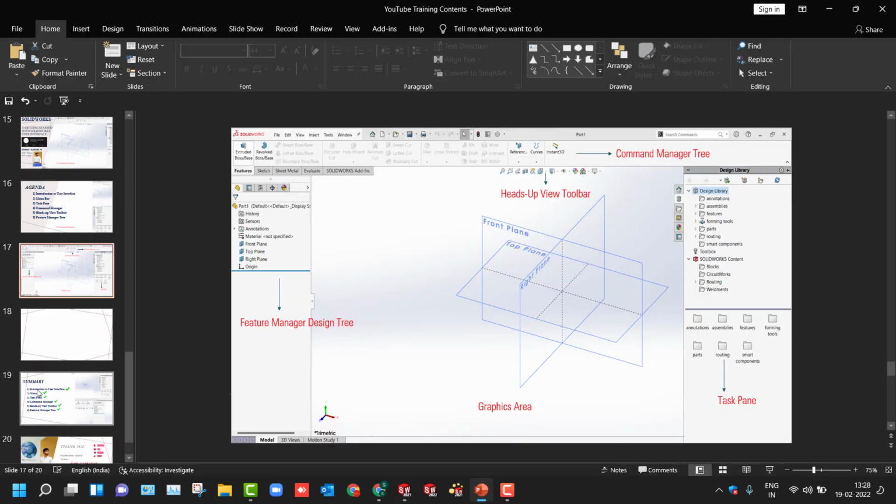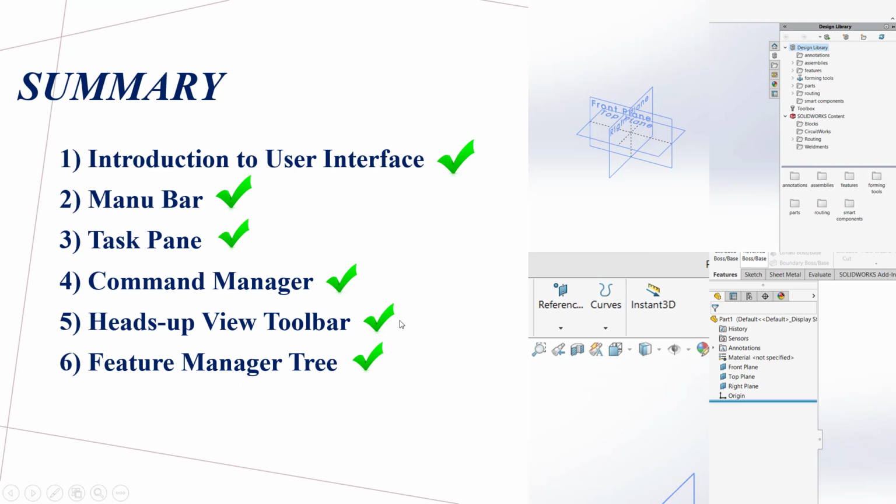Yeah, so let me switch to the summary here. So up to now we have gone through the introduction to the user interface. So I hope you all have gone through these tools. The menu bar we have completed, task pane we have seen what all the things are there, and the command manager tabs and the tools we have seen. Heads up view toolbars, how to utilize them, feature manager design tree, configuration trees, and the property managers we have seen here.